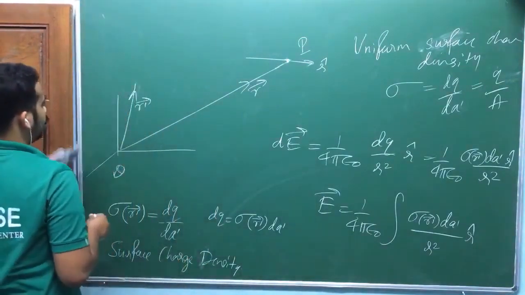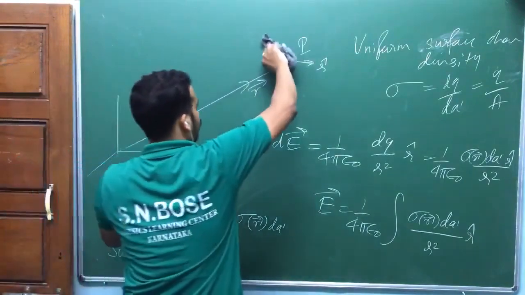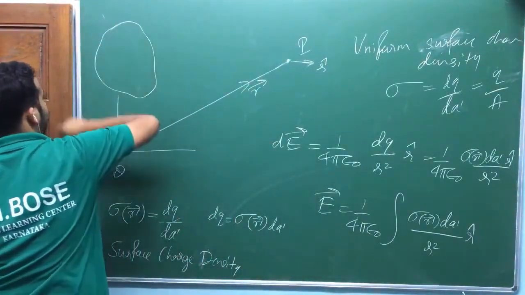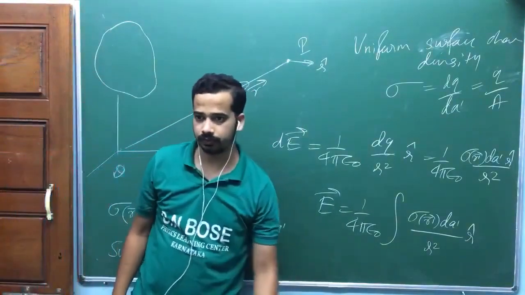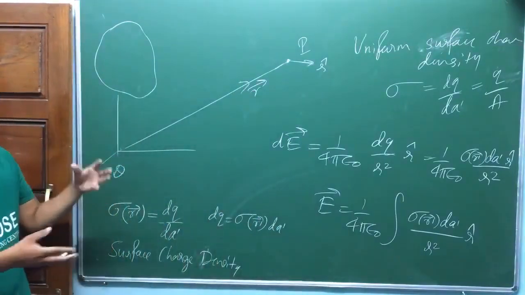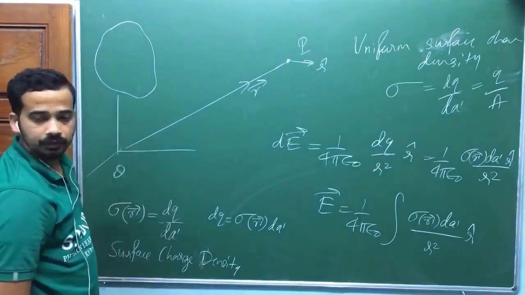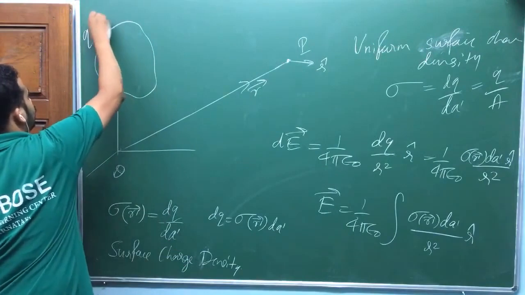Now what I do is, let me take a volume charge distribution. Is that okay? Charges are distributed throughout the volume uniformly. It need not be uniform, but charges are distributed throughout the volume, not on the surface. Let me take this as a total charge Q, total volume V. Is that okay?